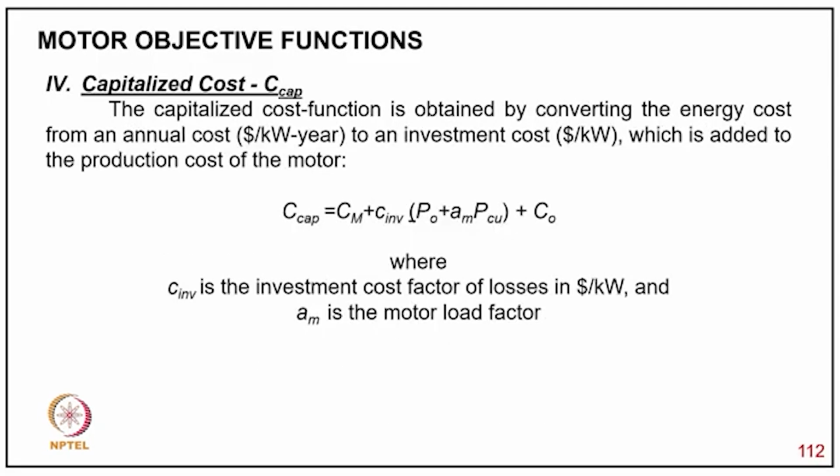Now coming to capitalized cost, the capitalized cost function is obtained by converting the energy cost from annual cost, dollars per kilowatt hour per year, to investment cost, dollars per kilowatt, which is added to the production cost of the motor. So Ccap will be equal to Cm plus Cin times (P0 plus M Pcu) plus C0, where Cin is the investment cost factor of the losses in dollars per kilowatt and M is the motor load factor.